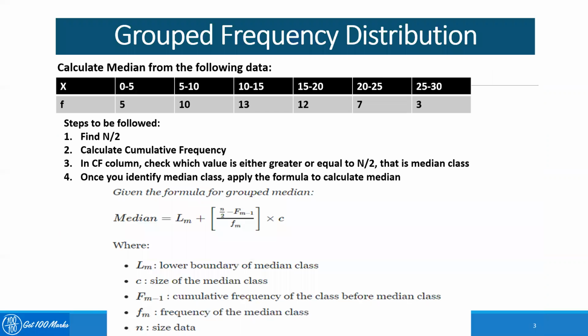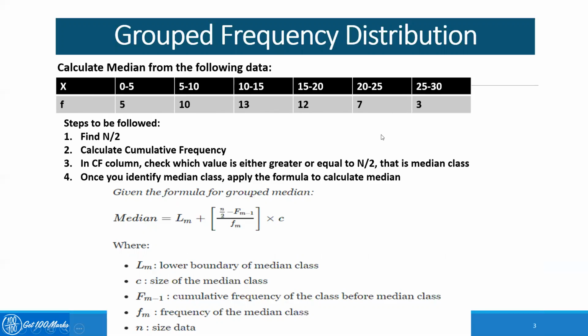Now we will see how to calculate median for a group frequency distribution. Group frequency means when the data is given in the class interval way or in a range like 0 to 10, 0 to 5, like that. So in this particular question, the X values are given 0 to 5, 5 to 10, 10 to 15, 15 to 20, like that. And you can see the frequencies which are denoted by small f are also given. So this is an example of a group frequency distribution.